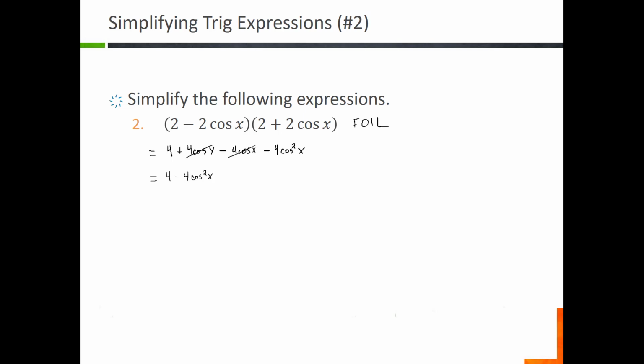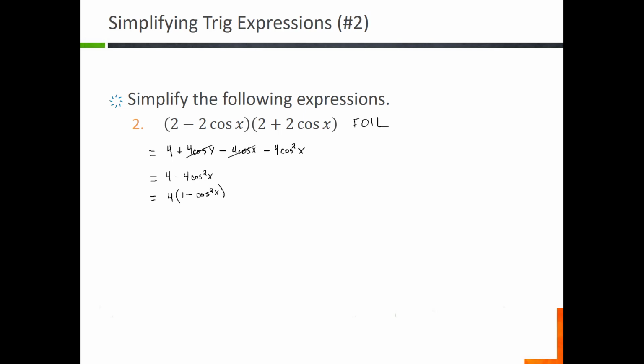Okay, so is there anything we can do to further this? There's some algebra we could do. And the other thing I mentioned is if I see a cosine squared or a sine squared, I should be thinking Pythagorean theorem. So there's a couple things I could go with. I'm going to do the algebra first. I see both the 4 and the 4 cosine squared have a 4 in it, and so I'm going to pull that out. When you factor a 4 out, you're left with a 1 minus a cosine squared x.